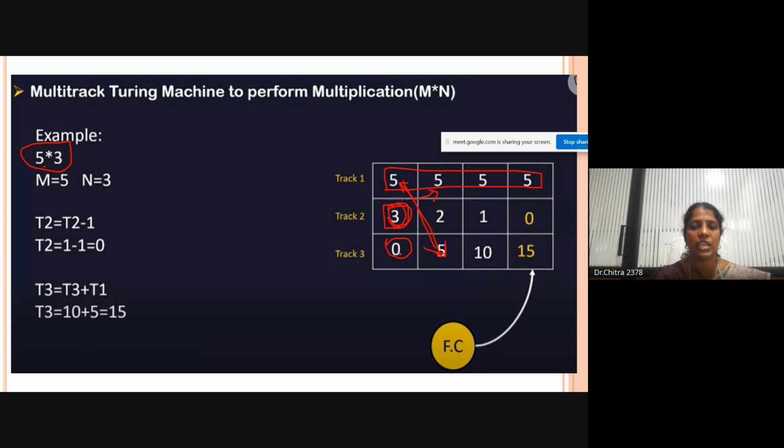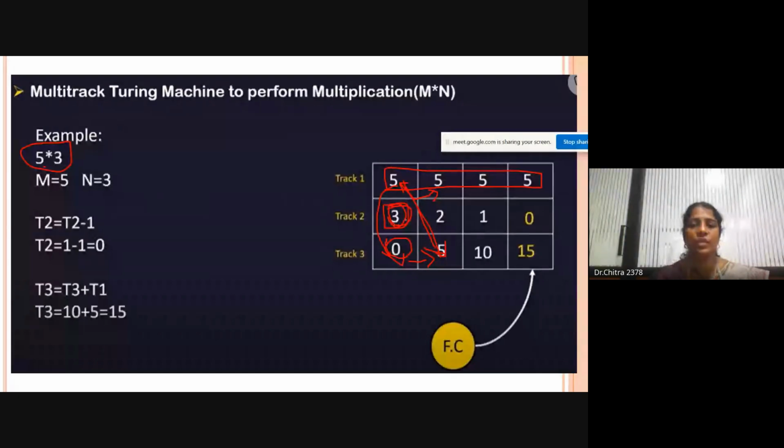Okay, so initially the value is 0. This 5 is added with the 0. These two values are added and that is placed here. One time it's added. If it is added one time, in track 2, you are not changing the content in track 1. You are going to change the content in track 2.